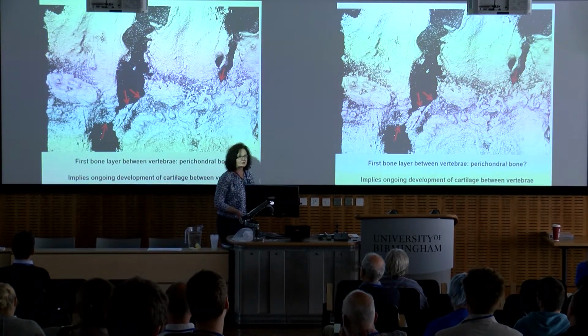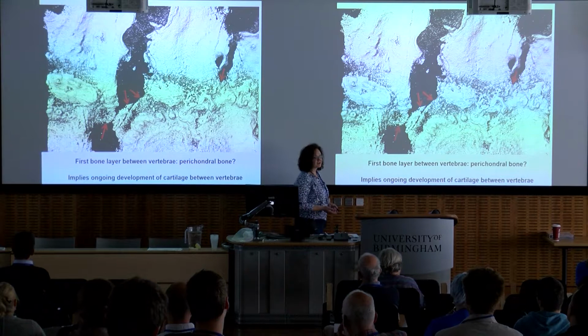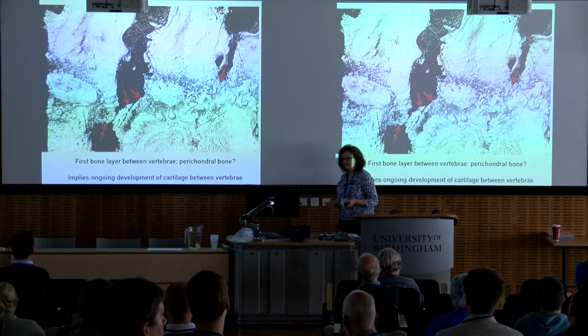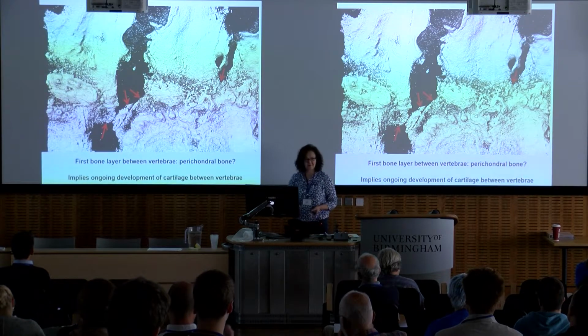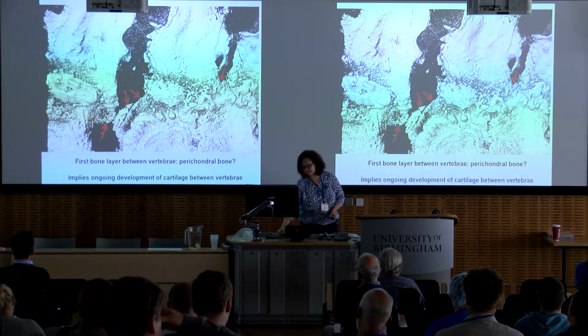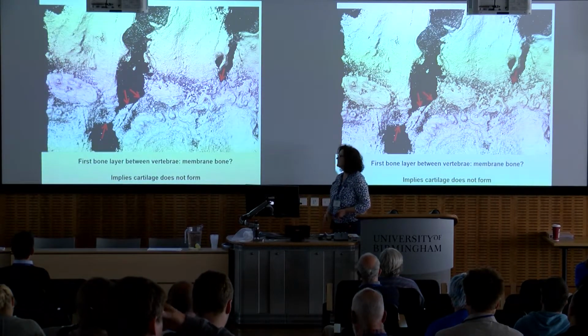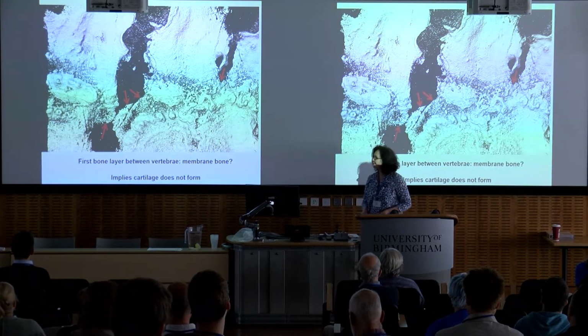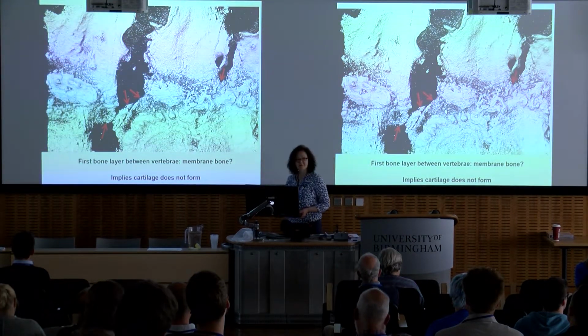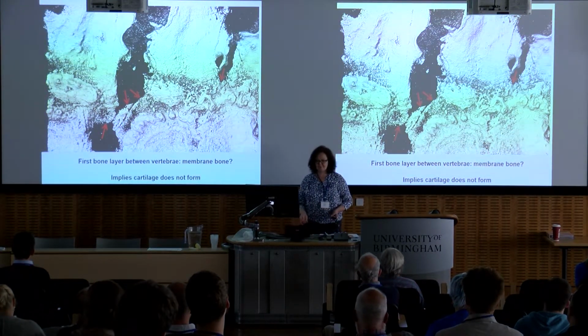So is this perichondral bone? Because again, the arch elements themselves are made of perichondral bone. But that would imply that there's ongoing development of cartilage between the vertebrae and then the deposition of this perichondral bone. Another alternative is that it's simply membrane bone deposited in the tissues between the vertebrae, and this implies that cartilage doesn't necessarily have to form.